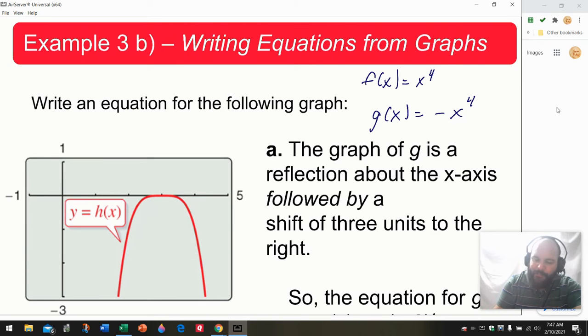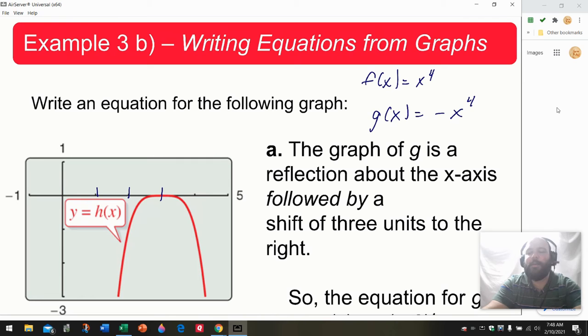The next thing that happened is this was actually shifted, but it was shifted to the right this time. This is a little harder one because you have to remember that horizontal movements are on the inside and they are opposite of what you would think. You would think if you wanted to go to the right that you would have to add 3.